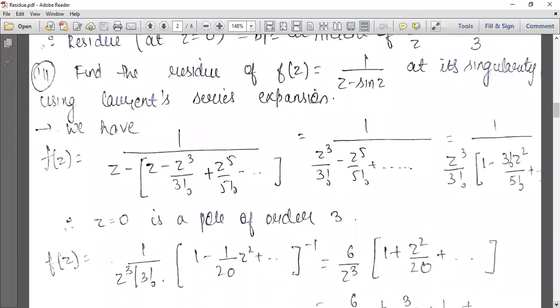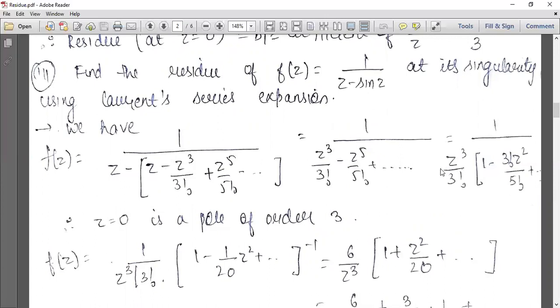Okay, so my next part is: find the residue of f of z, 1 divided by (z minus z sine z), at its singularity using the Laurent series expansion. So I will expand my sine z using the Laurent series expansion, which is given by z minus z cube upon 3 factorial plus z to the power 5 upon 5 factorial. Further, this z will cancel and I will be left with this. And now I have taken z cube upon 3 factorial outside and I will be left with this.